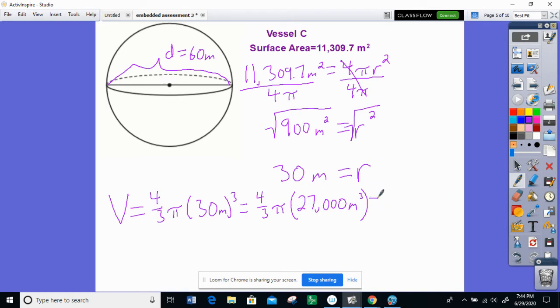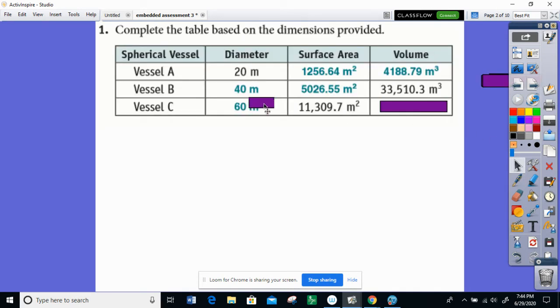This we can still do in our head though. 27 divided by 3 is 9, so this is 9,000. We divided by 3, but times 4 is 36,000, so this is going to be 36,000 pi meters cubed. But as a decimal, if we were to put 36,000 pi into the calculator, we would get 113,097.0 cubic meters. So that's just practicing those surface area and volume formulas a little bit, re-upping your algebra skills, making sure that you're confident with those.